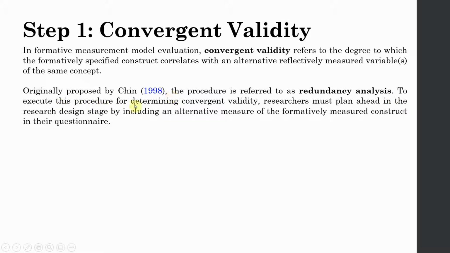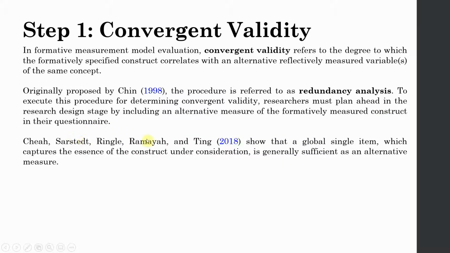To execute this procedure, the researchers must plan ahead in the research design stage. Now, once the data is collected, you cannot do convergent validity for your formative constructs. Now, why is this so? Because you need to add a global item to your questionnaire. This is the reason that you have to plan ahead in your research design stage by including an alternative measure of the formatively measured construct in your questionnaire. Now, Sarstedt et al. in 2016 show that global single item which captures the essence of the construct under consideration is generally sufficient as an alternative measure.